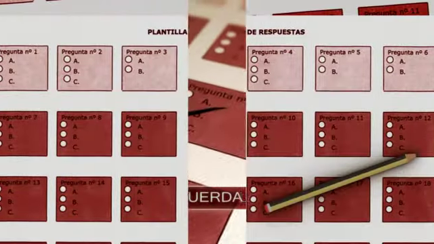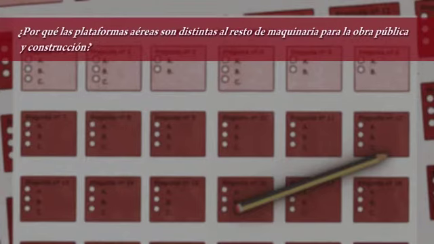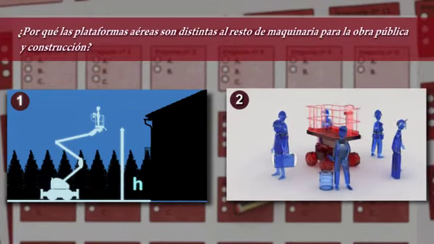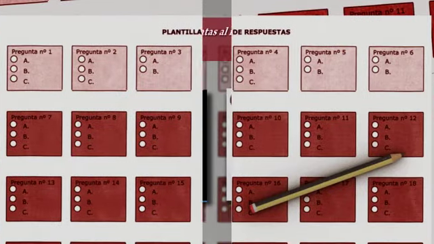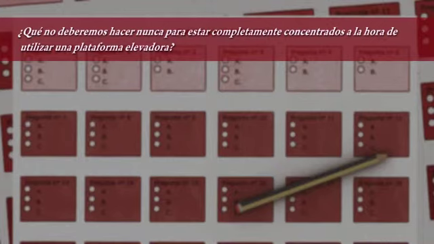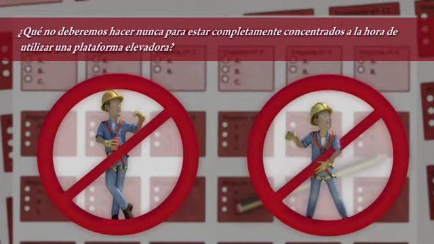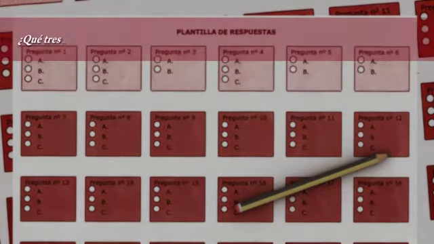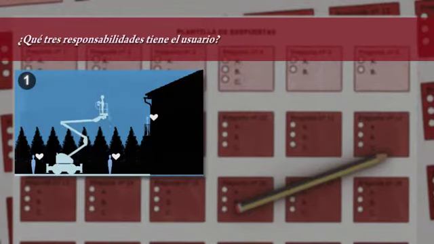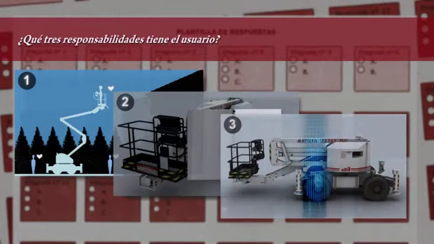Do you remember? Why are the aerial platforms different from the rest of the machinery used for public works and construction? Because they carry out work at altitude with people inside, and also due to the wide variety of operators who handle them. What should we never do in order to be completely focused on using an aerial platform? We should not be under the influence of drugs or alcohol. What 3 responsibilities does the operator have? Safety in the handling of the aerial platform, following the handling instructions that appear in the manual published by the manufacturer, carrying out routine checks on the machine.